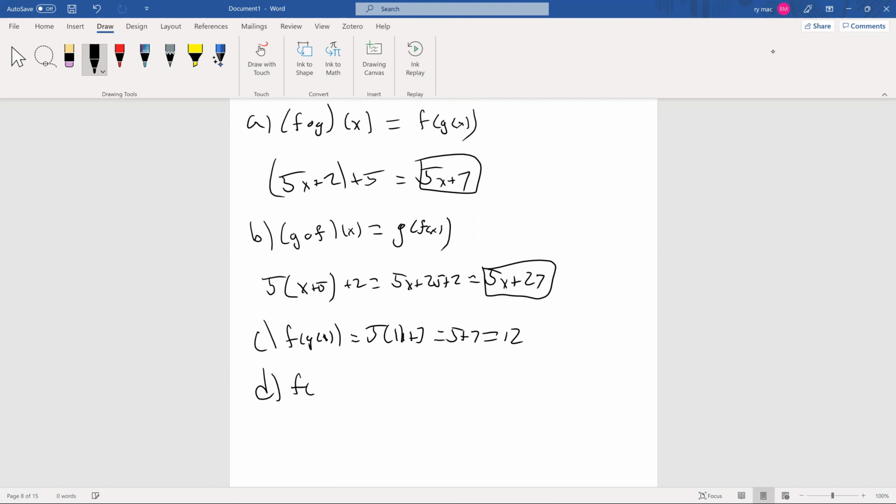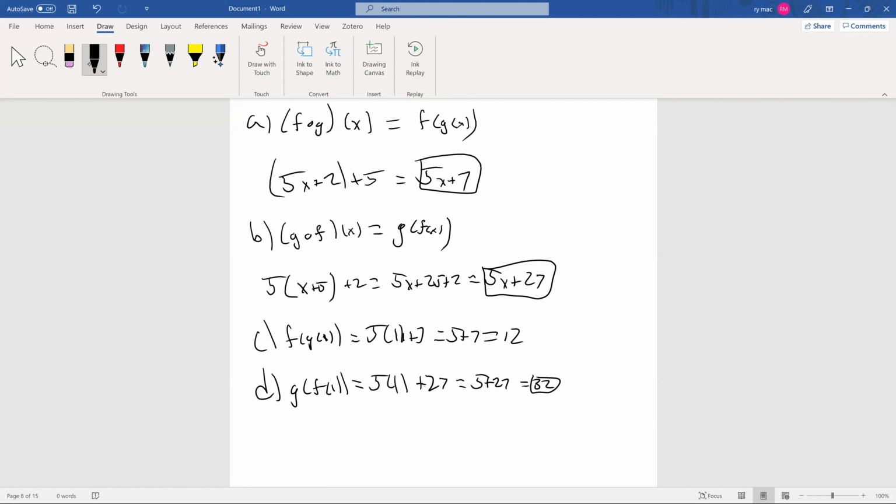And D, f of, or no, not f. It's going to be g of f of x is equal to 5 parentheses. Actually, it shouldn't be x, it should be 1. f of 1. So it's going to be 5 parentheses 1 plus 27. So that equals 5 plus 27, which equals 32.